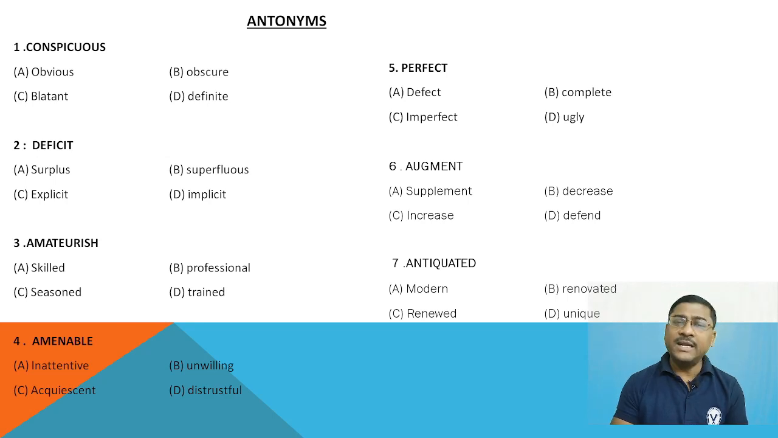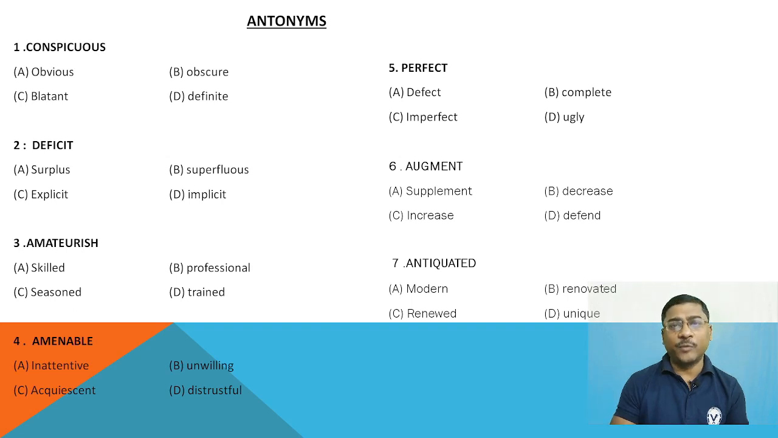Then inattentive, who is not attentive. Acquiescent means one who agrees to. Same as amenable, trying to please somebody or to agree to something. Distrustful. Distrustful means one on whom you cannot trust, जिस पे भरोसा नहीं किया जा सकता है. That is distrustful. Perfect. The opposite is imperfect. It is very clearly given. The antonym is imperfect. Defect, complete, ugly. These are four common words which you are aware of.